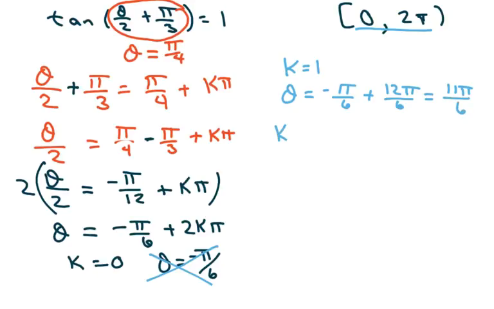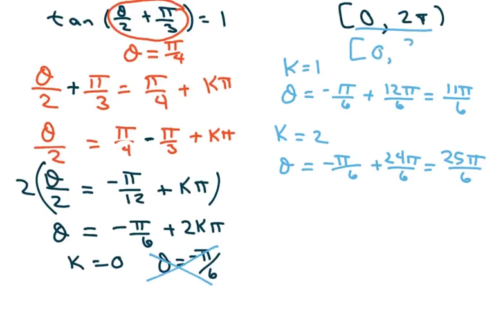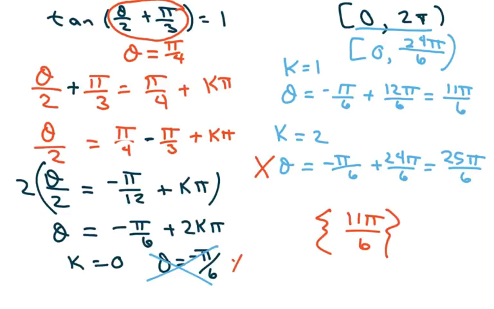And if we have k equals 2, we get theta equals negative pi over 6 plus 24 pi over 6, which gives us 25 pi over 6. That is too big, because this would have to be between 0 and 12 pi over 6. So we only have one solution, which is 11 pi over 6. We have to disregard this one and this one.